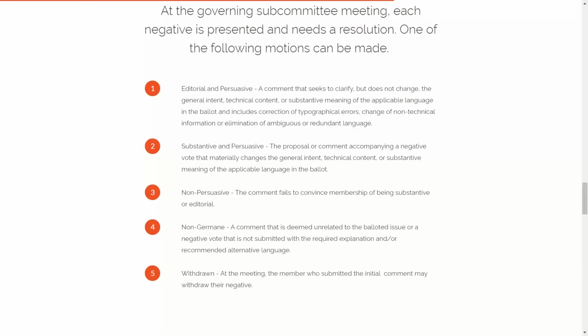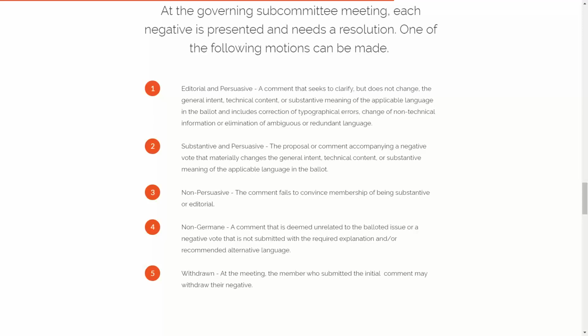An editorial and persuasive motion is made when the member is seeking clarification or recommending language that is editorial in nature and not changing the ballot language significantly. Editorial and persuasive negatives that pass allow the ballot to move forward to the committee and to the board for approval. That's important to know.